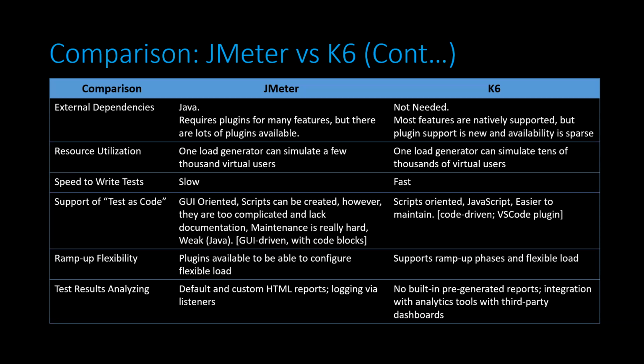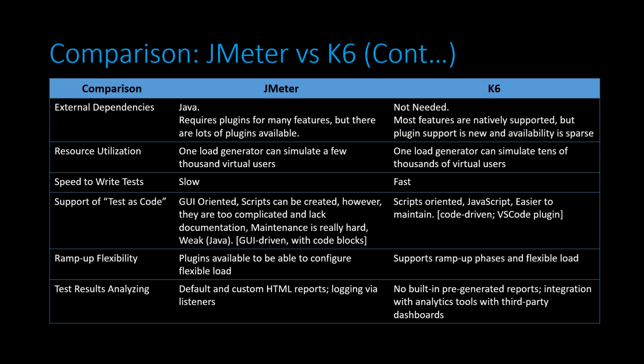Okay, resource utilization. One load generator can simulate a few thousand virtual users in JMeter, whereas in K6, one load generator can simulate tens of thousands of virtual users. So typically, let's say, a load generator in JMeter is somewhere around 1,000, and then in K6, it can be 10,000 from one virtual machine.